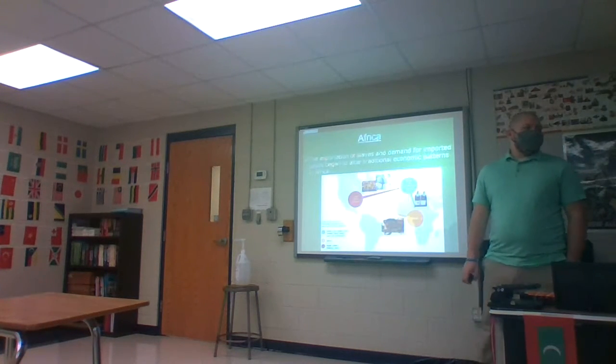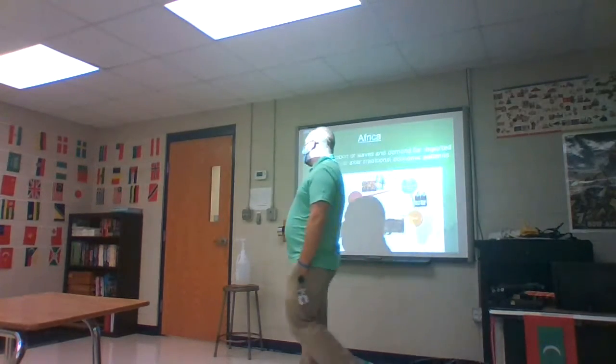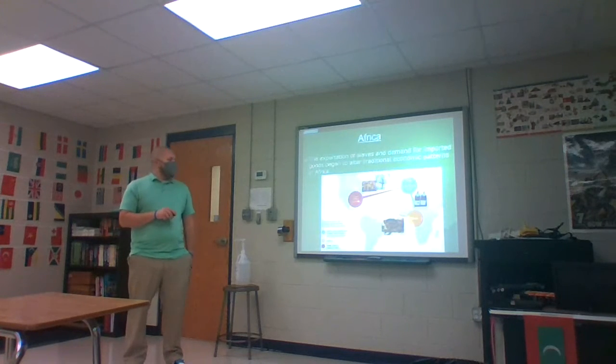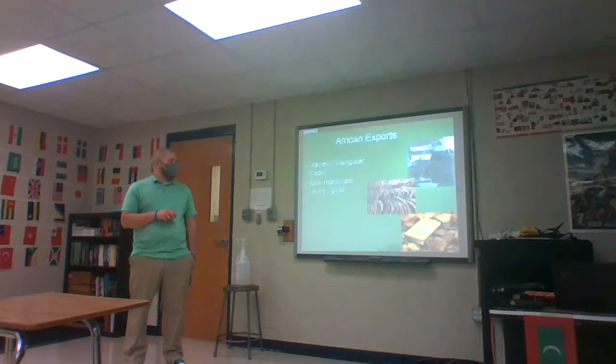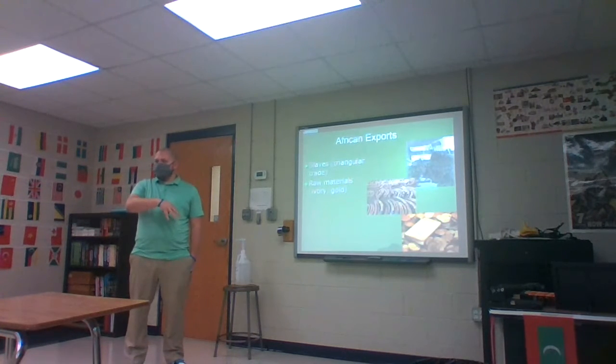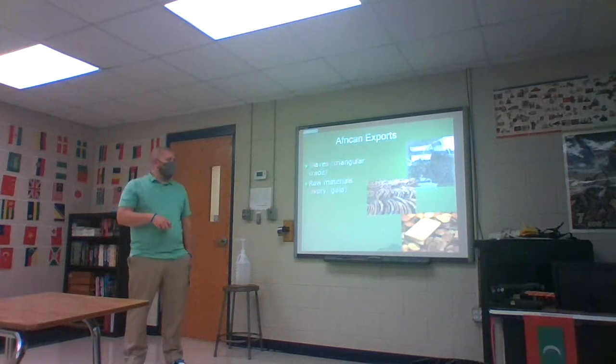Africa. With Africa, you have the exportation of slaves and the demand for goods altering traditional economic patterns. Okay? This is that triangle trade we talked about last week. African exports, so things that exit the country. Okay, does that make sense? Export, they exit. Import, they come in. Make sense? Okay. So leaving Africa, you have slaves through the triangular trade and raw materials such as ivory and gold. Okay? Good there?